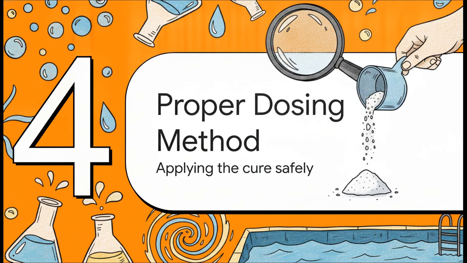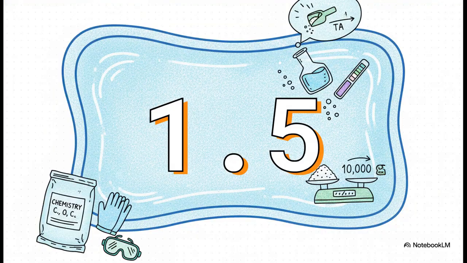Section 4. The proper dosing method. Applying the cure safely. Now that we know baking soda is our go-to for safely bumping up alkalinity, we need to talk about exactly how much to use and how to get it into the water. Here is your golden rule. 1.5 pounds of baking soda per 10,000 gallons of pool water will raise your total alkalinity by exactly 10 parts per million.